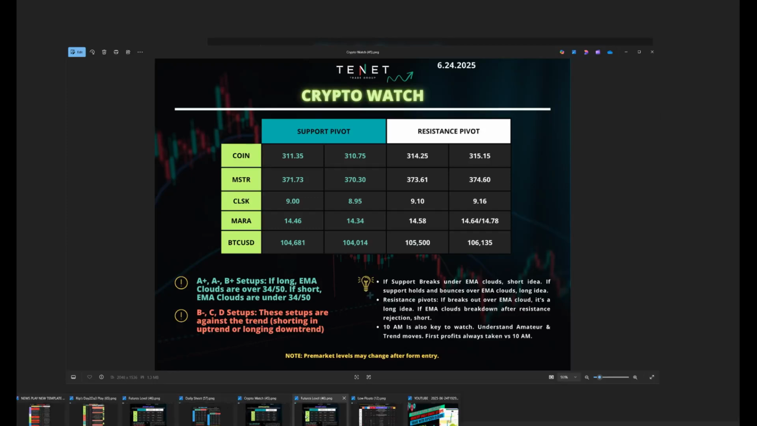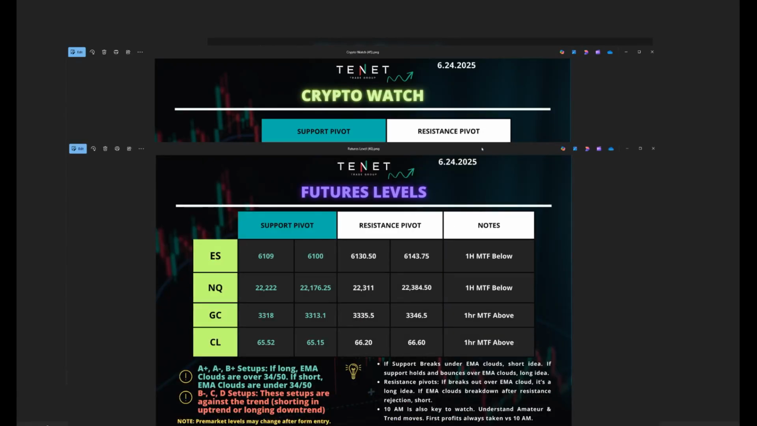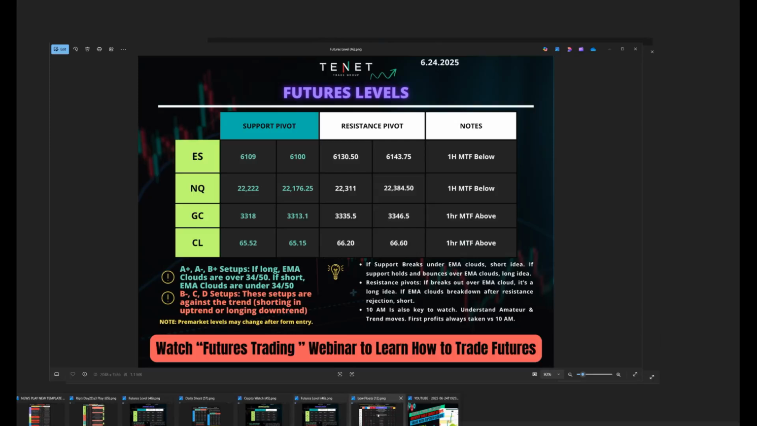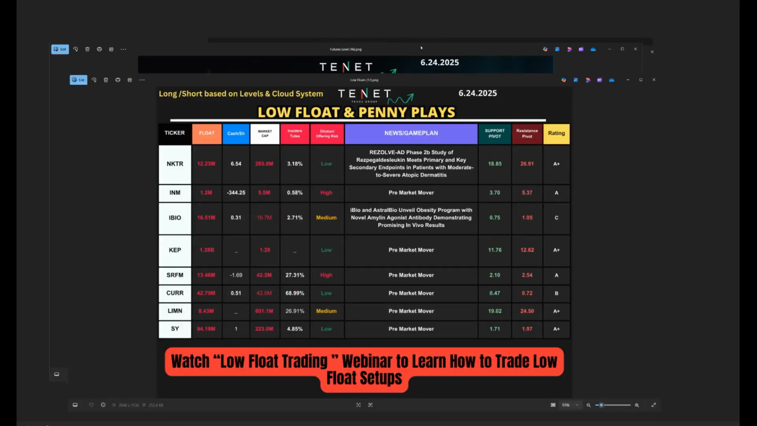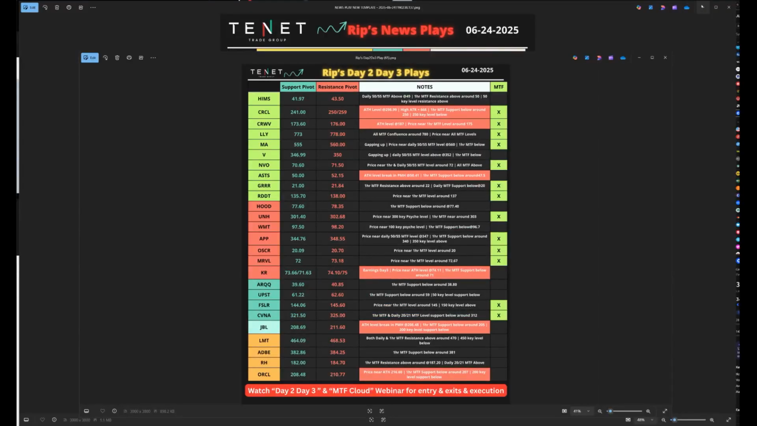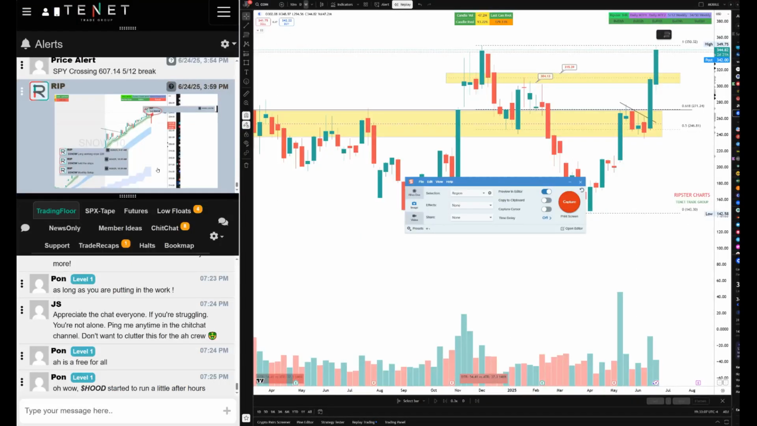In addition to that, we also trade futures in the community. We provide these futures levels that you can trade. Today was a great day to trade the futures after 10:15 a.m. We'll recap that. Also, we trade low floats, IPOs, and we provide a plan on that as well. Nectar was a really nice setup from our pre-market low float plan. We will recap that.